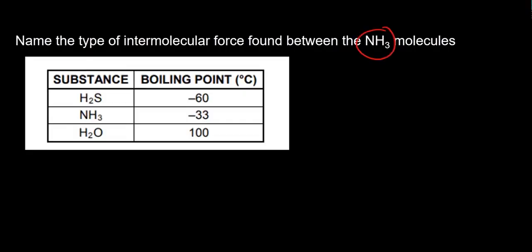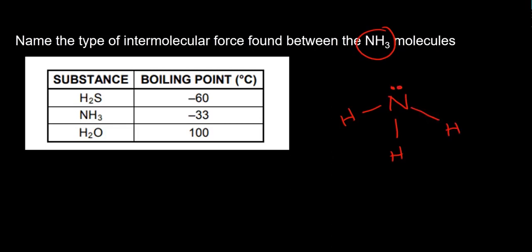Name the type of intermolecular force found between the ammonia molecules. So remember the ammonia molecules. Ammonia looks like this. Let's draw it out. So ammonia, there's an H, there's an H, and there's an H. It has got a lone pair on top of it, looks like that.